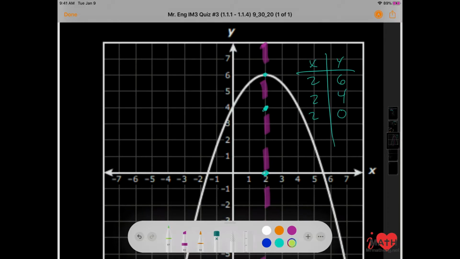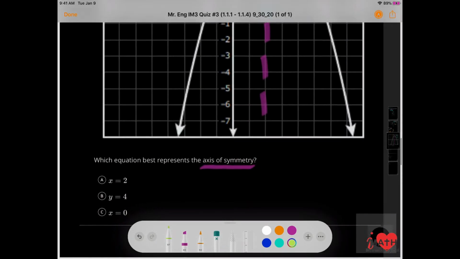And what do you notice? You'll notice that all of your x values are what? 2. So that's choice A there.